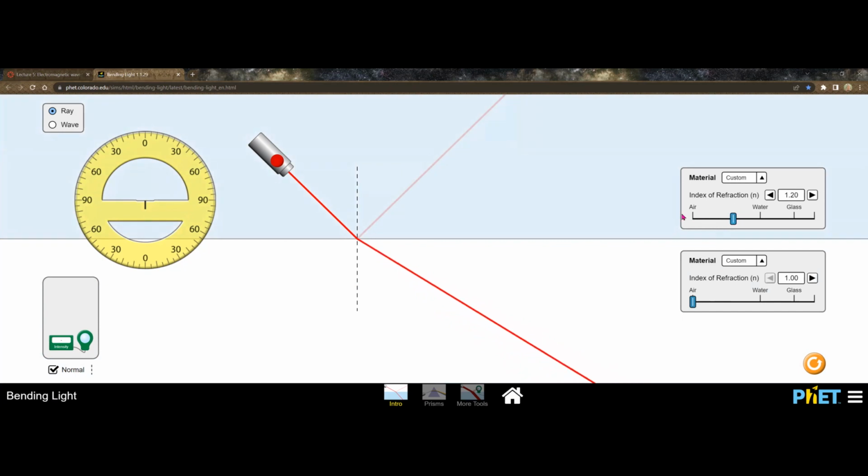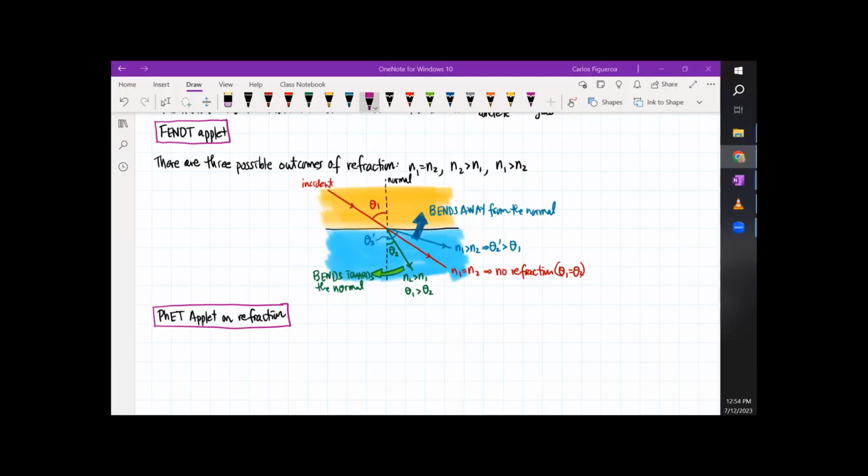And so what you're seeing here is that because it bends away from the normal, you must be coming from a higher index to a lower index. So now what we want to do here is come back and start looking at how I actually do this. What I did here is that I found two acrylics that I want to look at the details of. So here I go.